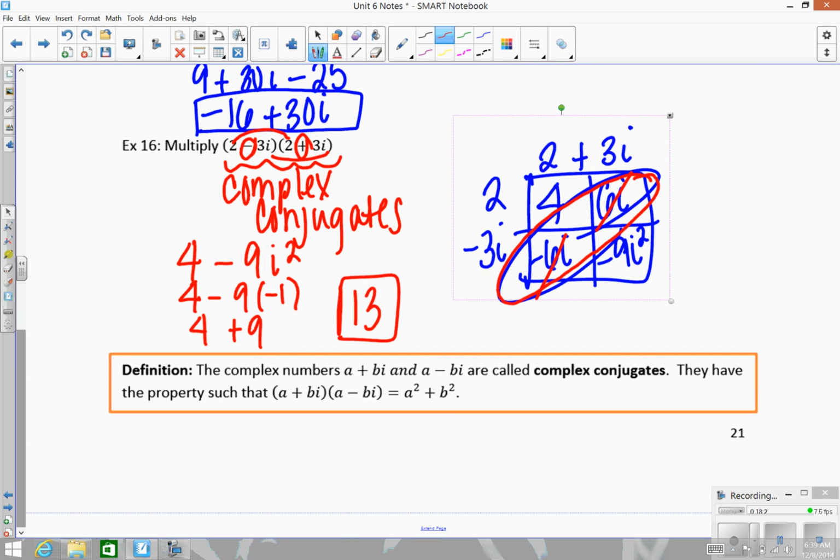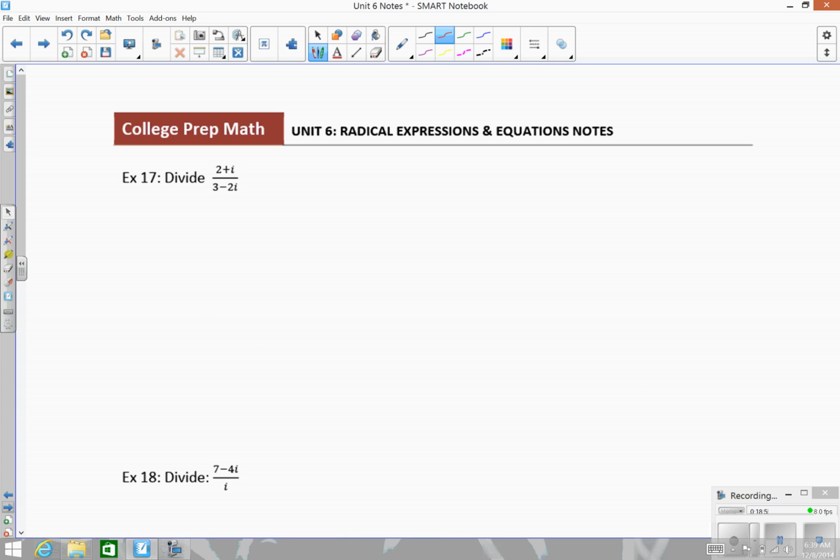And that's what this property down here is saying, is that whenever you have complex conjugates, when you multiply them, you're going to be left with a squared, so the first terms and the last terms. But it's really going to be just plus b squared because first it becomes minus b squared times i squared, but i squared becomes -1. So essentially in the end, it just becomes a squared plus b squared. So let's look at two examples of how to use these, and then that'll be it.